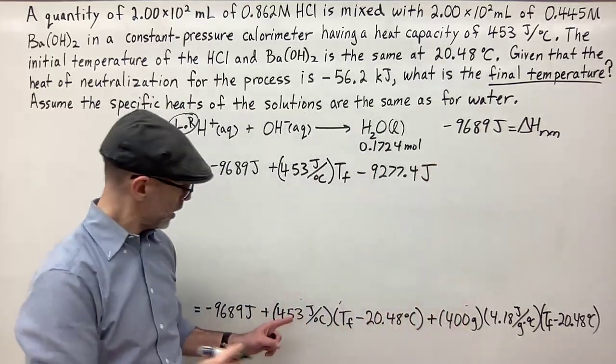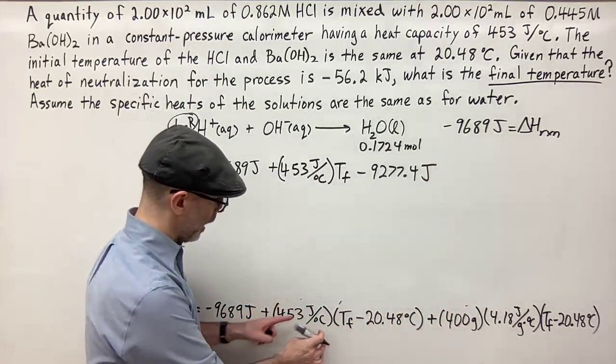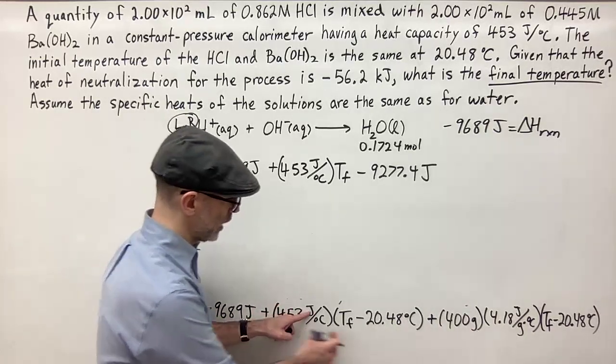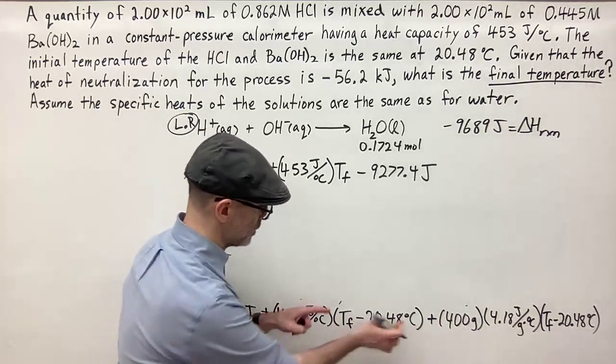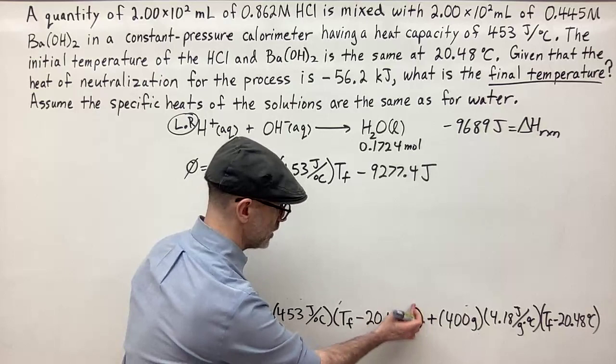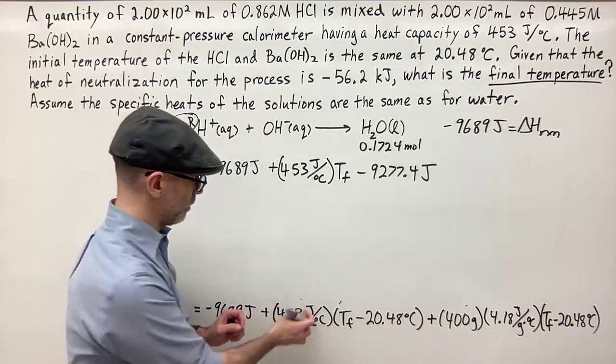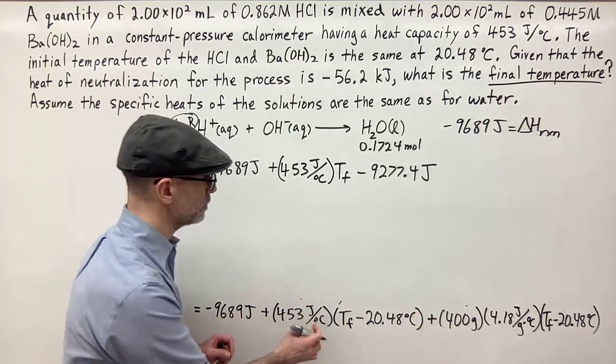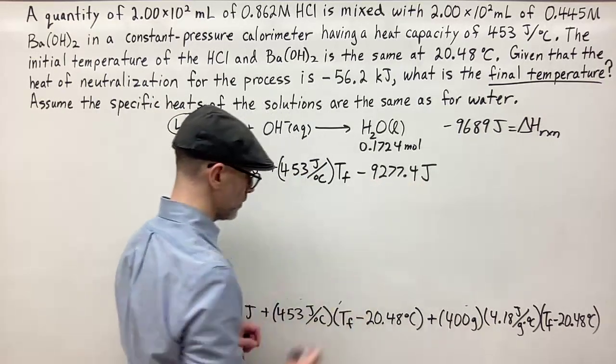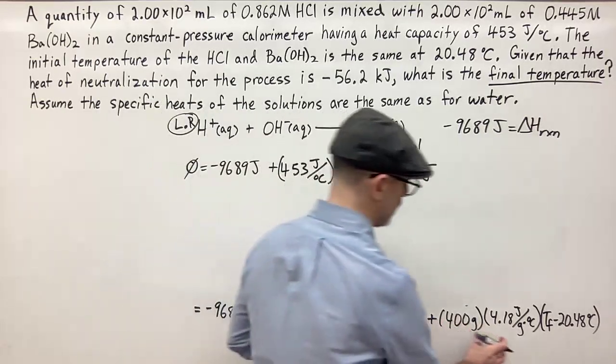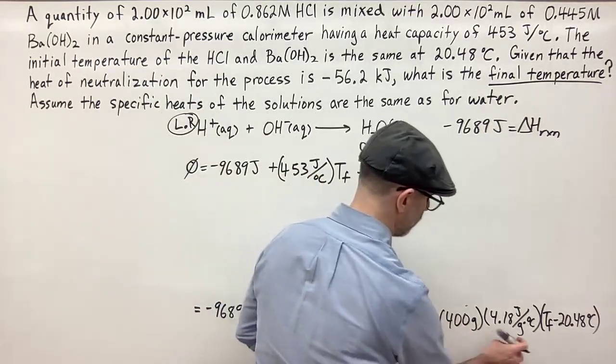Do you see that? If I multiply this, I'm multiplying the units. So this times this, the degrees Celsius are going to cancel out, and I'm going to be left with joules. So that's what I got here. And then I do the same thing here. So I've got this here.